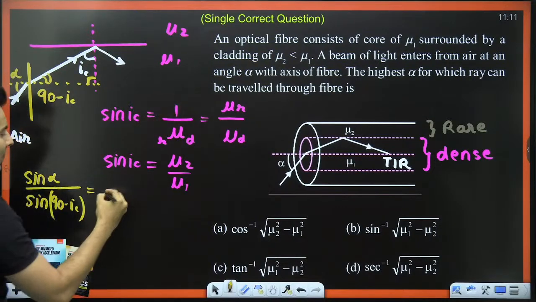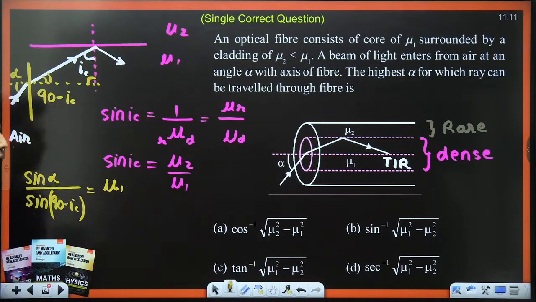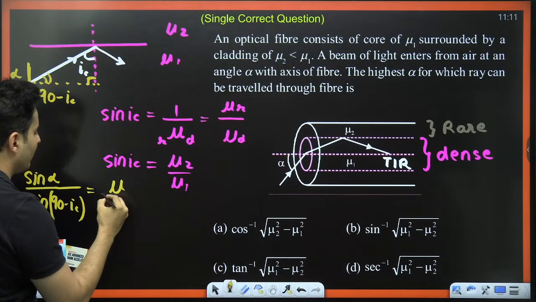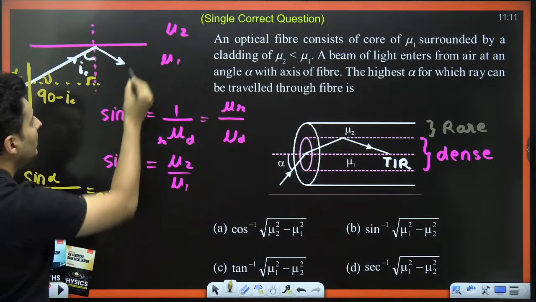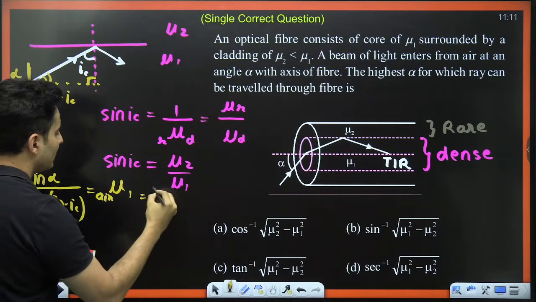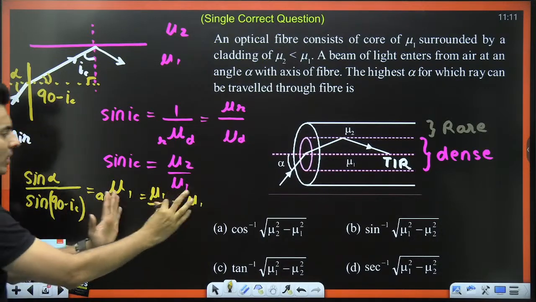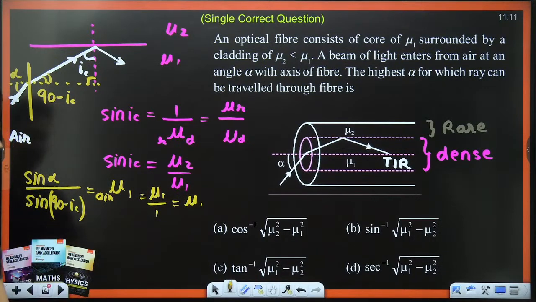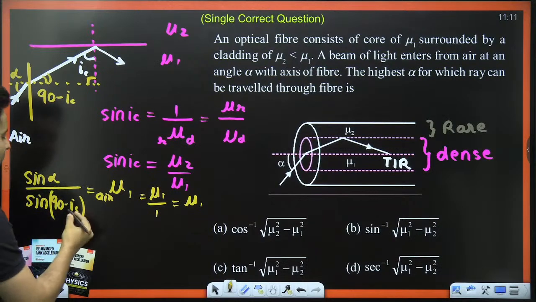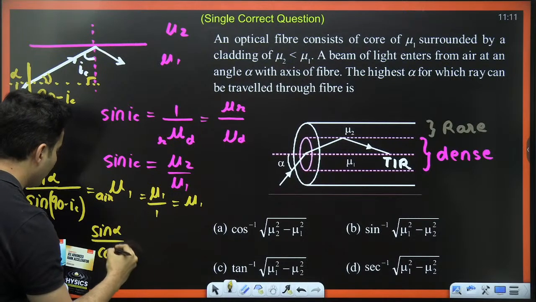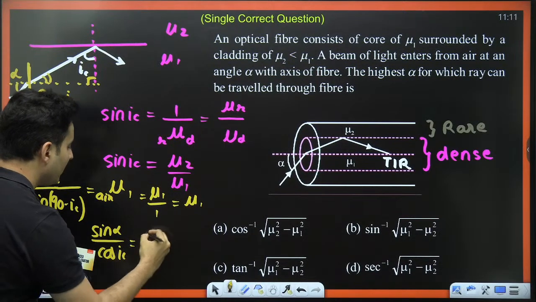Inside medium is mu 1. So that's it. It is just going to be mu 1, because light is just traveling from air to medium number 1. So this just has to be mu 1 by 1, which is just mu 1 only. That's it. Air's refractive index is 1. What is sine 90 minus theta? It is cos theta. So sine of alpha divided by cos of IC will be nothing but mu 1.